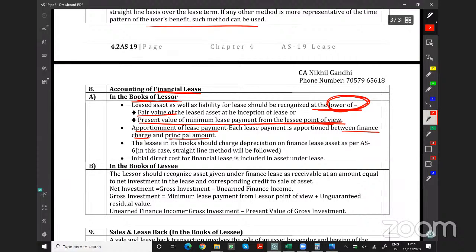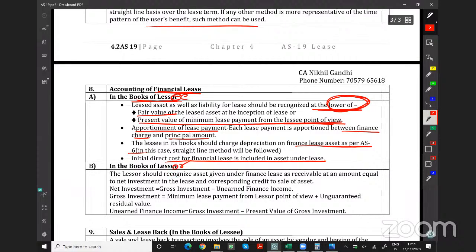The lessee in the books should charge depreciation on the financial lease as per AS 6. Initial direct cost for the lease asset is included in the asset under the lease. Sorry, my bad. This is lessee. This is lessor.